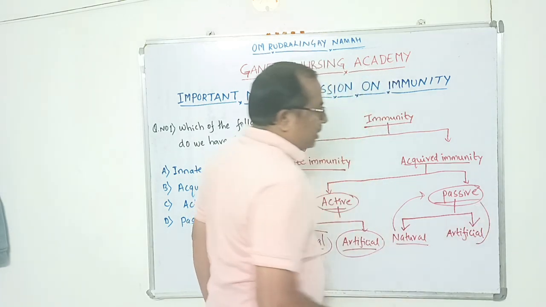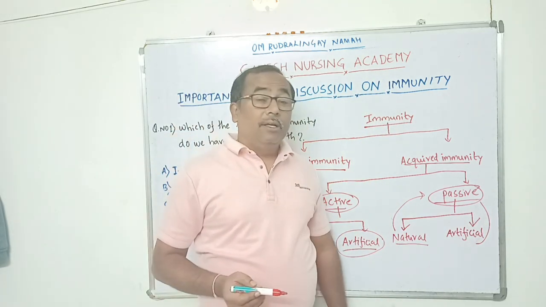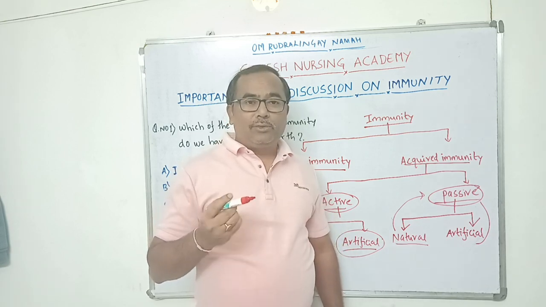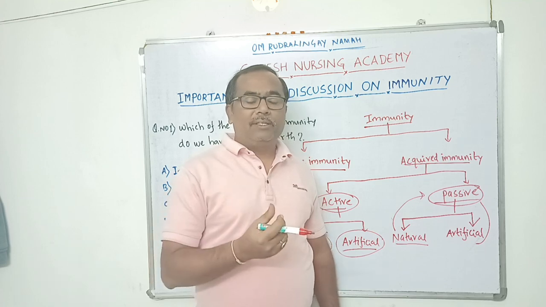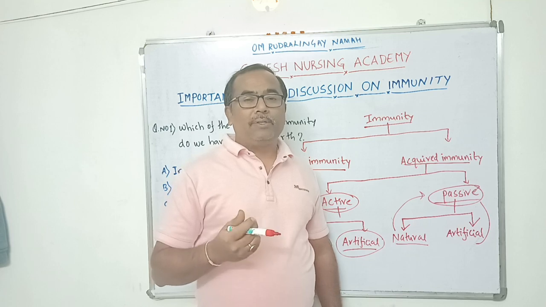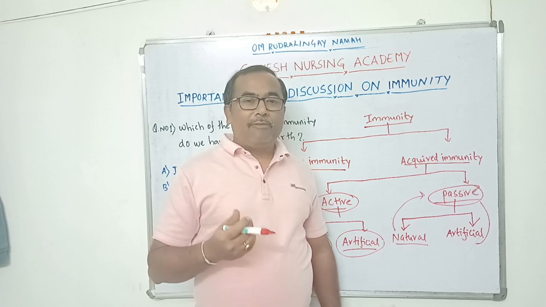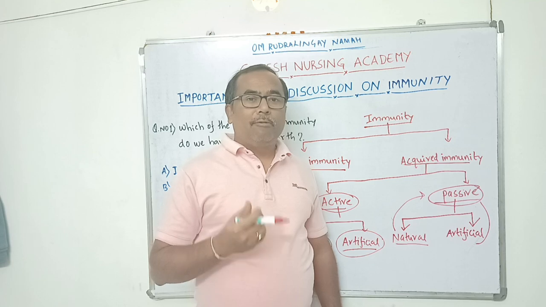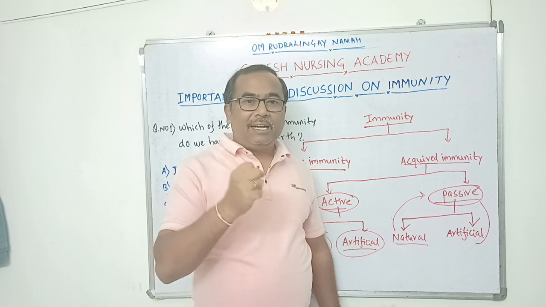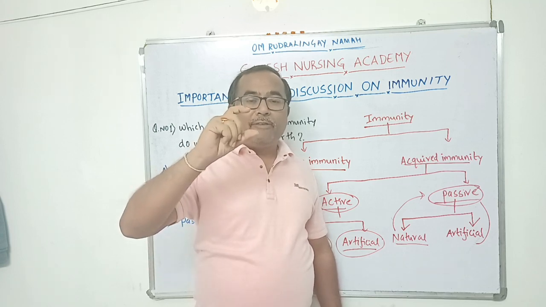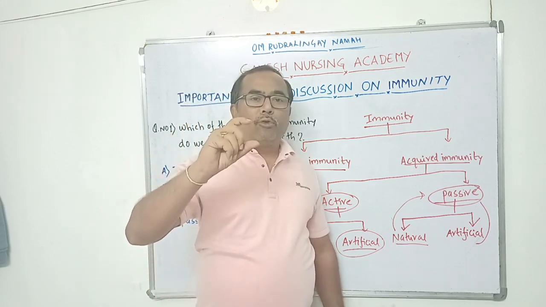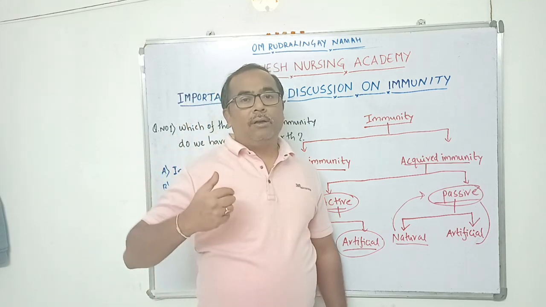Then next, artificial passive immunity. So what is artificial passive immunity? In artificial passive immunity, the vaccine is injected into the animal, and the animal body starts preparing immunoglobulins or antibodies. After preparation of an adequate amount of immunoglobulins or antibodies, all of them are extracted, and immunoglobulins are artificially prepared. Whenever required, these immunoglobulins are directly injected into the body of the person.